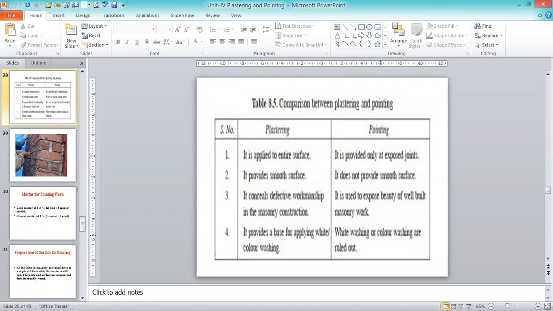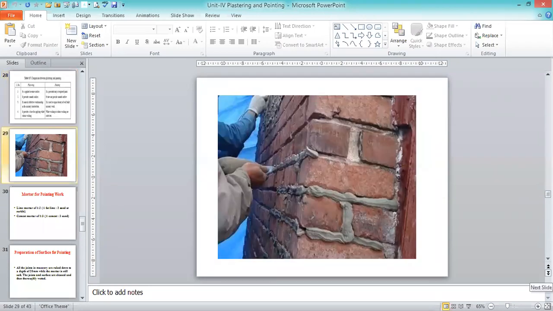Next is one of the pictures that shows how the pointing is going to be done. We can see that these are all the joints. That is how the brick is going to be laid.